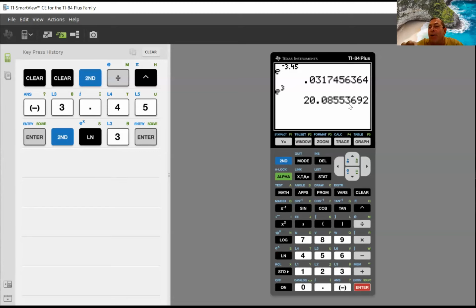So the fifth number, if that fifth number where the 3 is, if that was a 5, 6, 7, 8, or 9, I'd have rounded that 5 to a 6. But since it's between 0 and 4, being a 3, that means you leave that 5 the same.